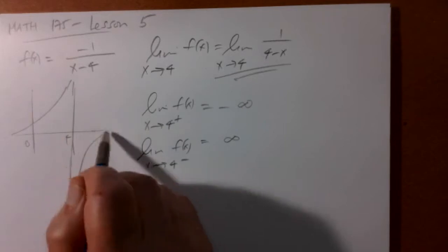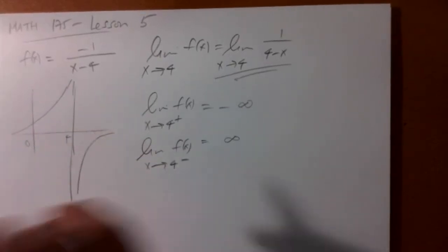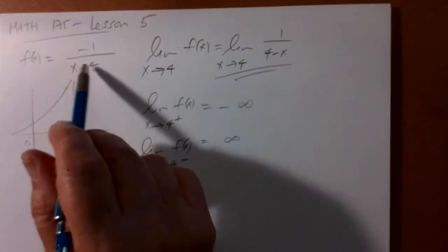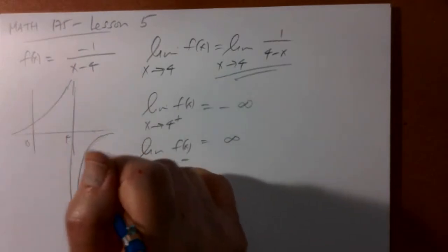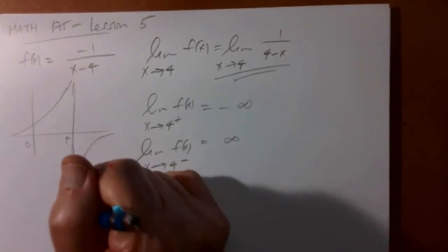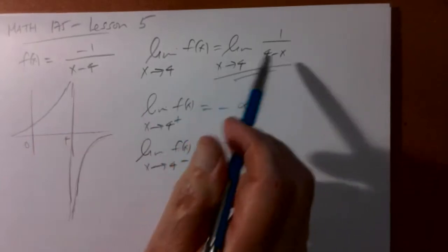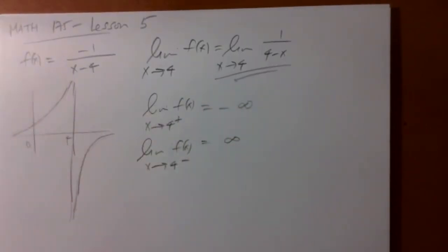Okay. So this is the graph of the function. It's what's called a rectangular hyperbola. When x is bigger than 4, this function is negative, so it's always below the x-axis, and it's going to negative infinity. But from the left, this function is positive, x is less than 4, and this is going to plus infinity. So that's what's going on.